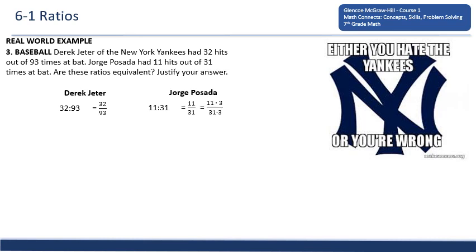So we need to get Jorge Posada's equivalency to, we're going to multiply the denominator times 3 to get the denominator equal to Derek Jeter's. So when we do that, we get 33 over 93. So Jorge Posada would have had more hits in the same number of at bats. So they're not equivalent.